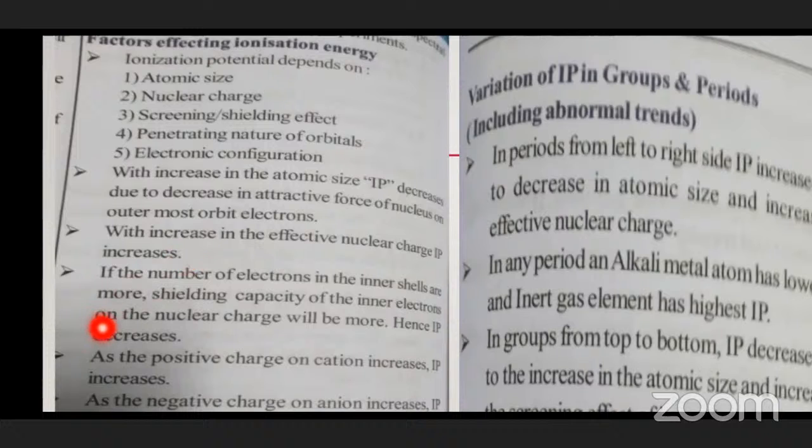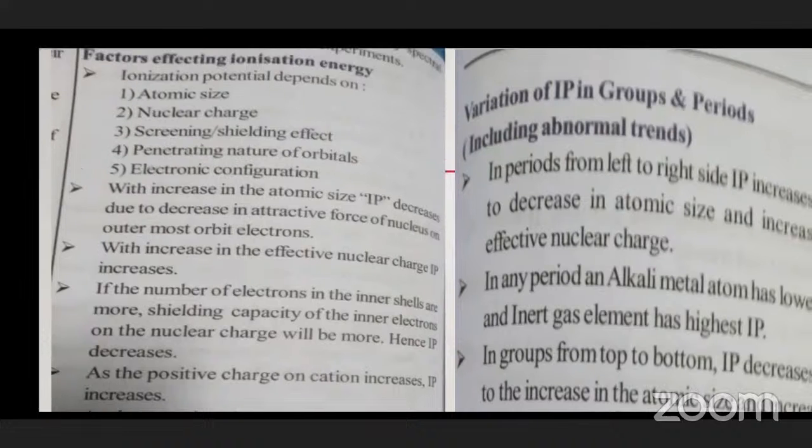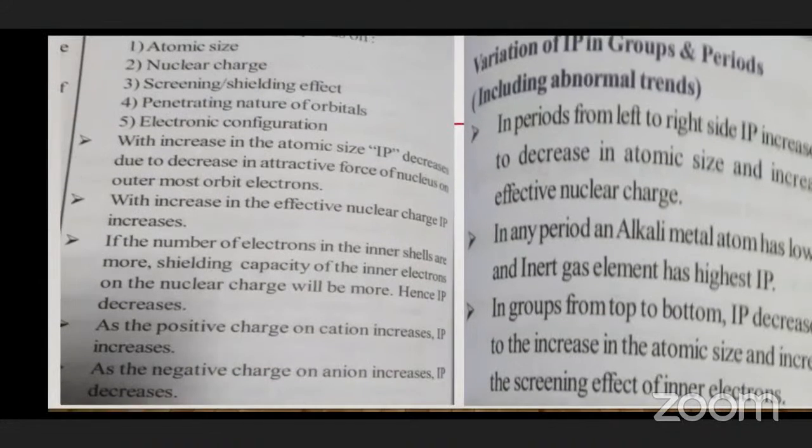So the last point: as the positive charge on the cation increases, ionization potential increases. See, Na is a neutral atom. In order to remove the electron from that valence shell, we can remove it easily. Why? Because if 3s1 is removed, it is going to get the configuration of 2s2 and 2p6.